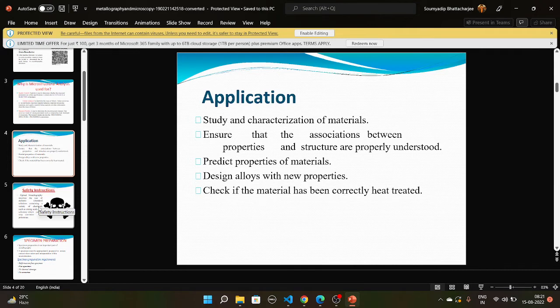Just see the fourth point here. Design alloys with new properties. I have given you the example. Okay, so study and characterization of material.